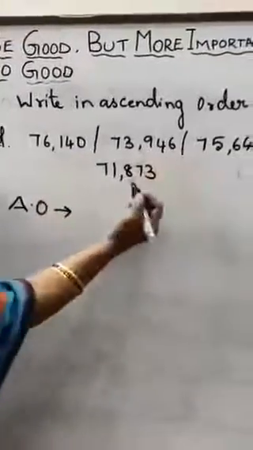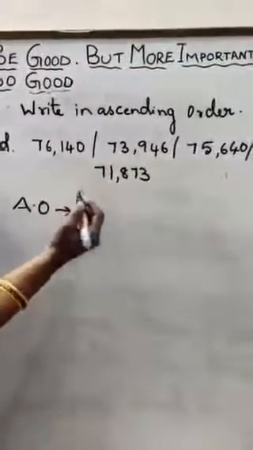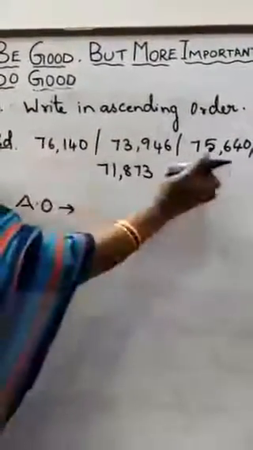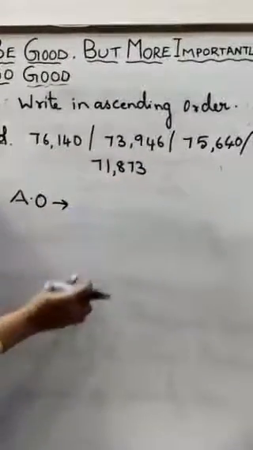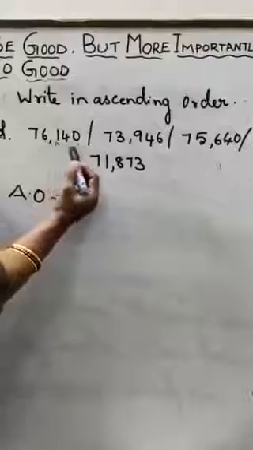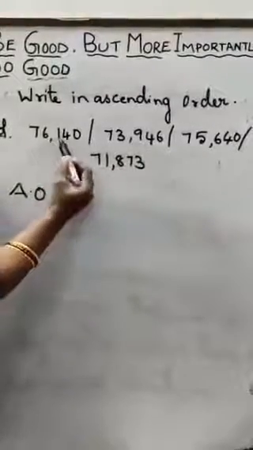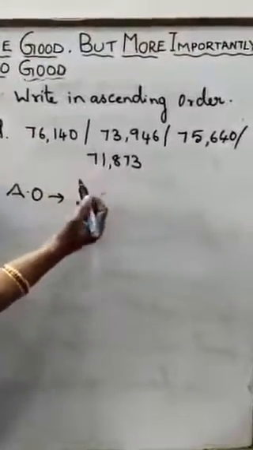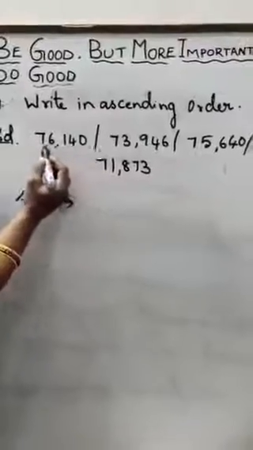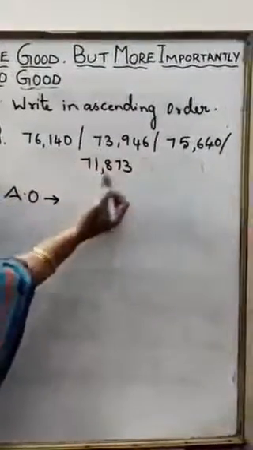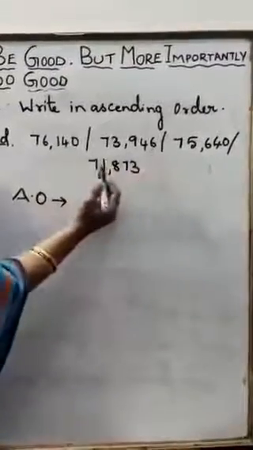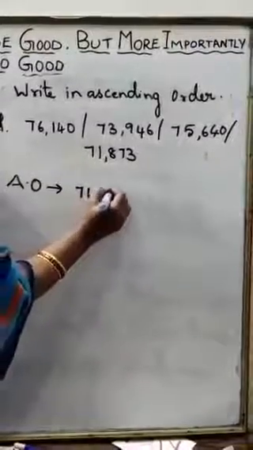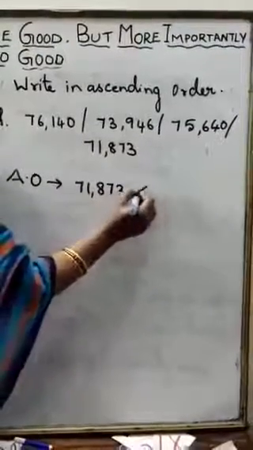Let us compare a group of numbers and arrange them from the smallest to the largest. That is called writing in ascending order. Ascending order means, from these four given numbers, we have to start writing from the smallest to the largest. When you check, all the four numbers have the same number of digits. All the numbers have the same number of digits. So let us check the second period value: 76, 73, 75 and 71. From among these four, 71,873 is the smallest, so write the less than symbol.